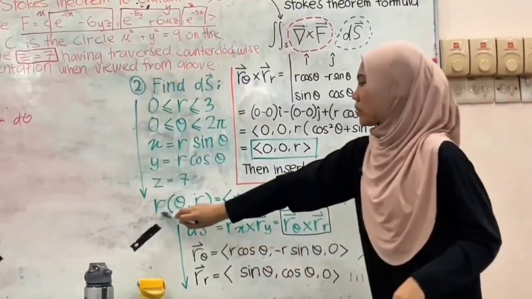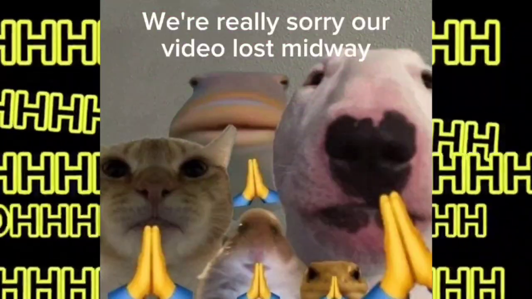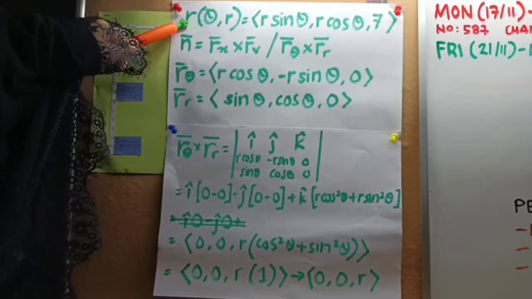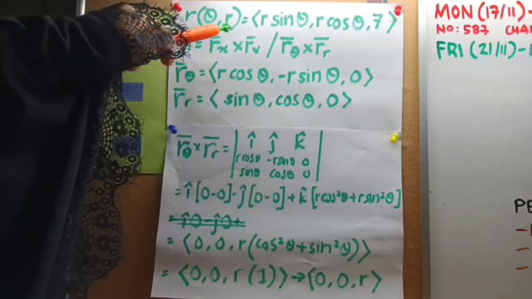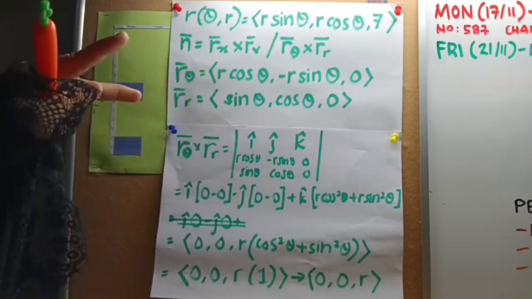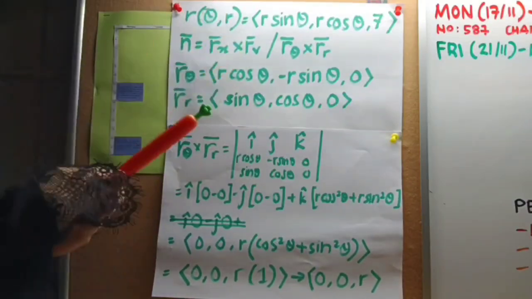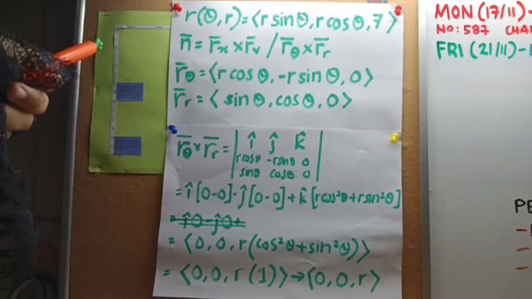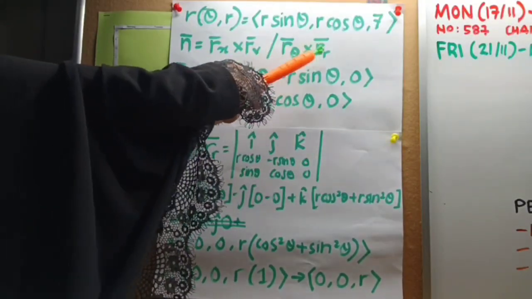Next, r. Here we got r sin theta, r cos theta, and 7 from the values of x, y, z. For the normal vector, we have two equations. We can use r_x multiplied by r_y, or r_theta multiplied by r_r. In this case, we are doing it for the shape of a circle, so we use r_theta multiplied by r_r.